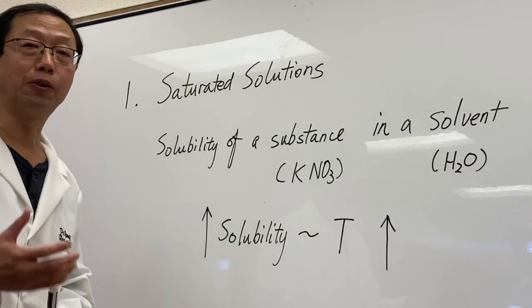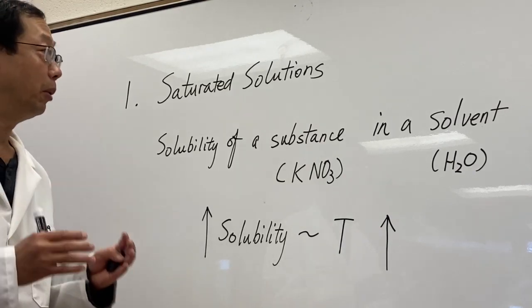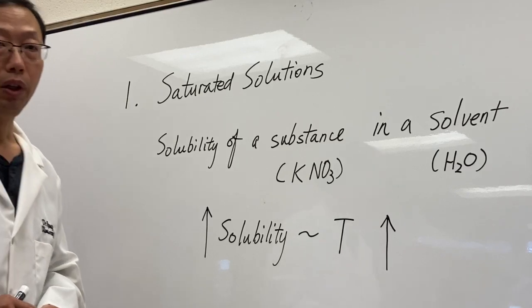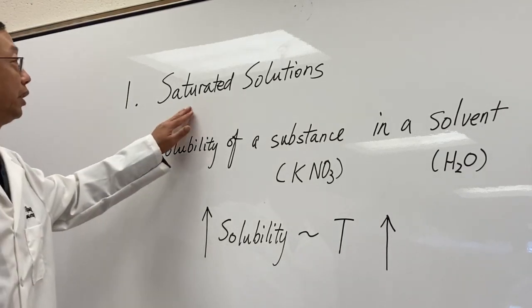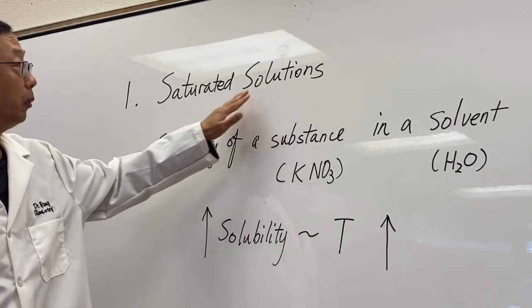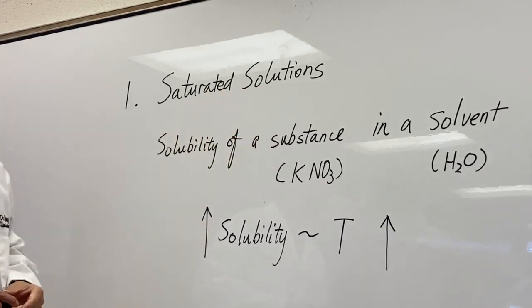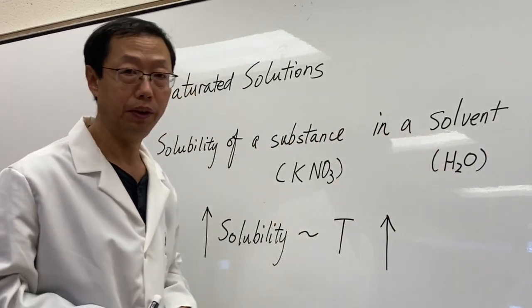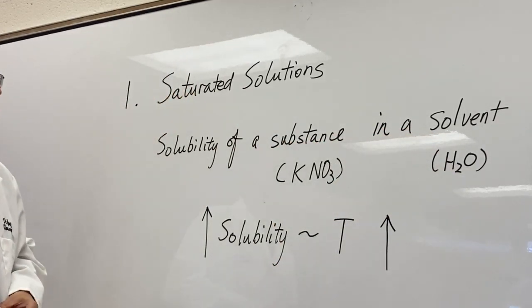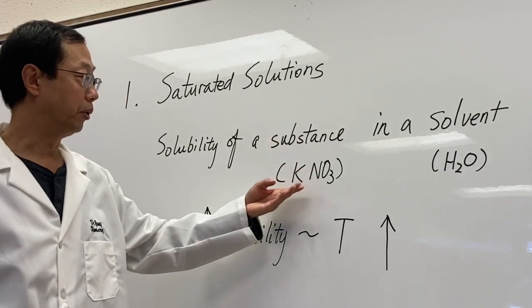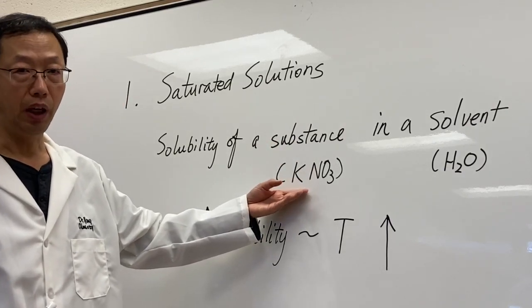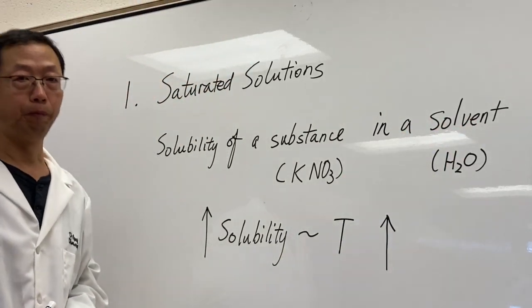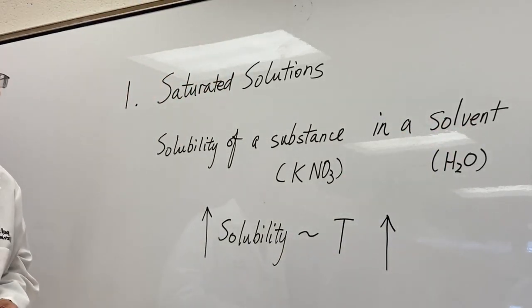A solution is saturated when the maximum amount of solute is dissolved in the solvent. So when we are making a saturated solution, we are actually testing the solubility of a substance in a solvent. The substance in this lab is potassium nitrate, and we're going to use water as the solvent. And this is how we're going to do it.